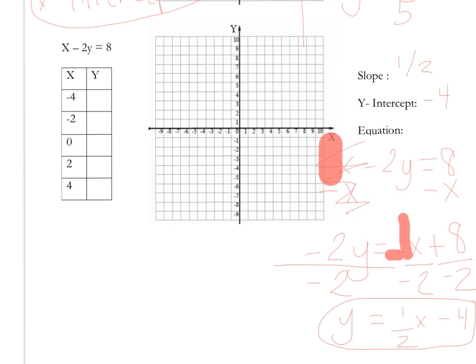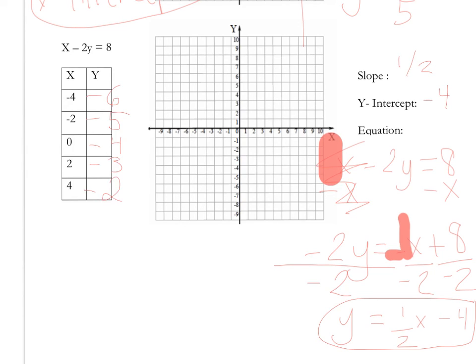Alright. So now we're going to go to our table. We're going to press Control T. We're looking when x is -4. So when x is -4, we got -6. When x is -2, we get -5. When x is 0, you get -4. When x is 2, we get -3. Lastly, when x is 4, we're going to get -2.